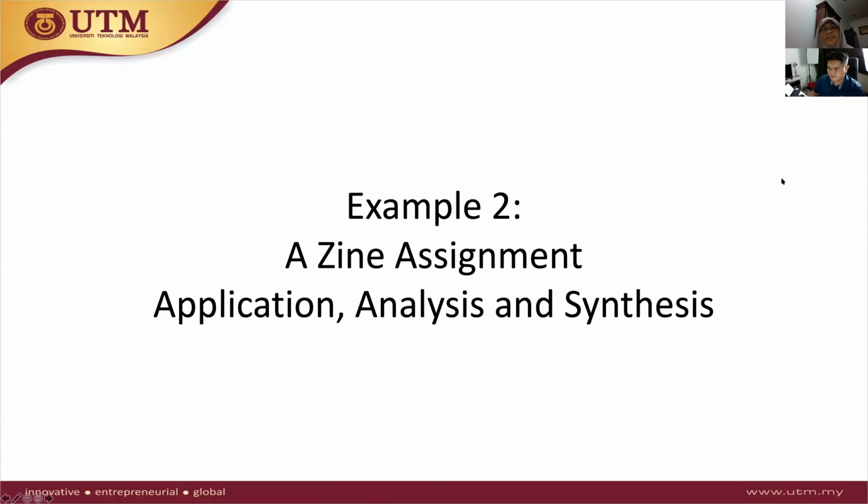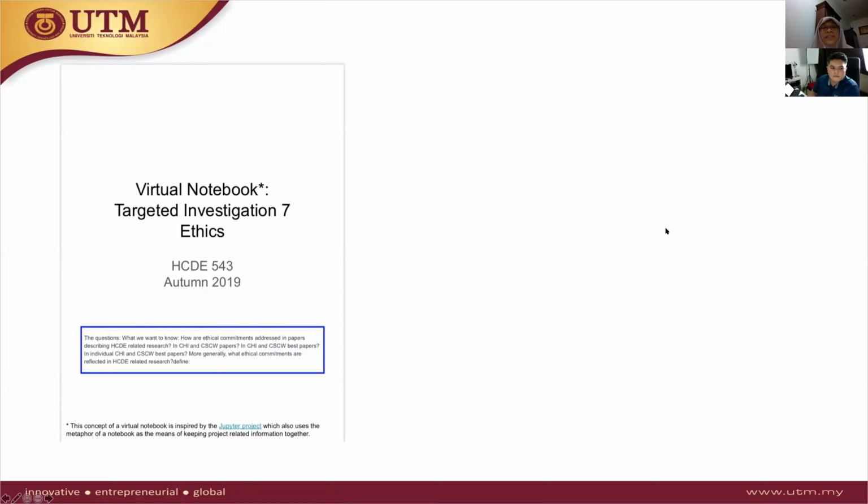I learned about this zine assignment from a very good friend, who's a professor at the Human-Centered Design Engineering Department at the University of Washington, Professor Jennifer Turns. Now, if you want to give a zine assignment, this is an example from Jennifer. She called it a virtual notebook. She says the students in the end have to make a zine. This is on ethics, the ethics of research. By the way, this is a graduate program, not an undergraduate program. I'm going to show you how I do it for my undergraduate course.